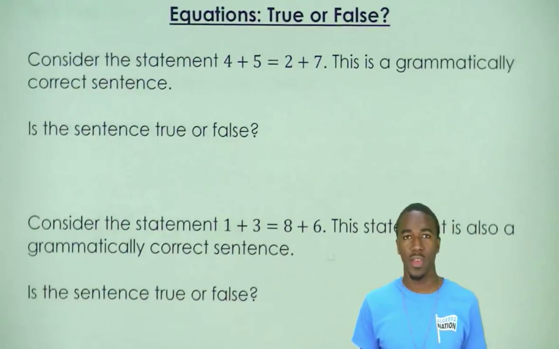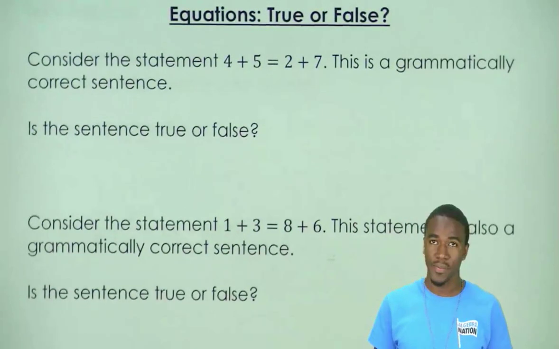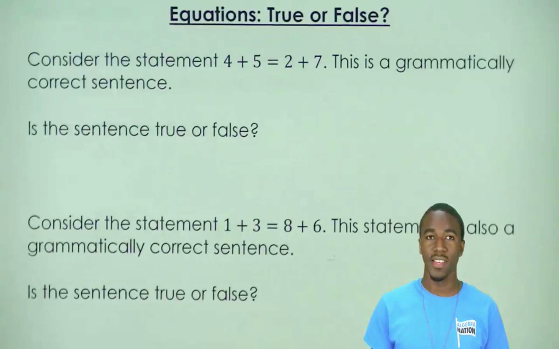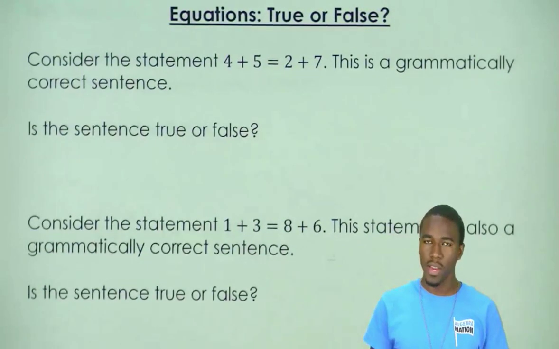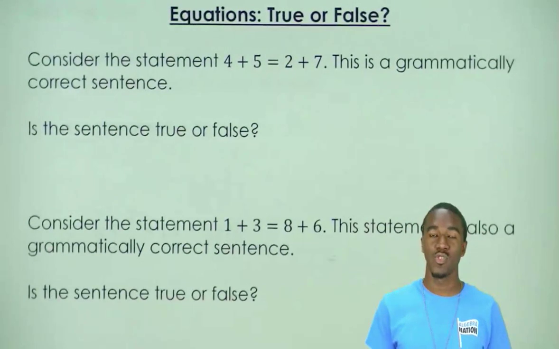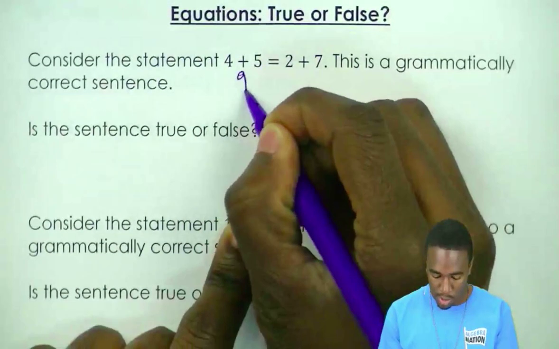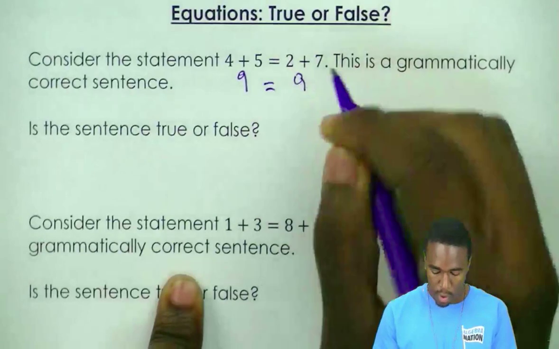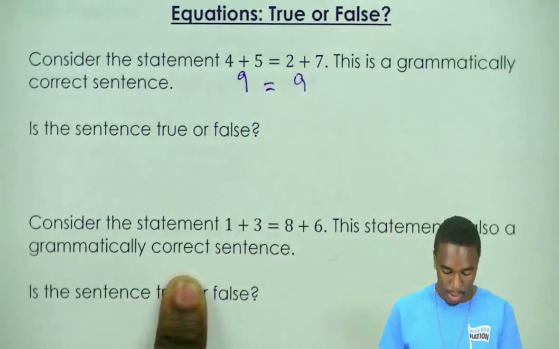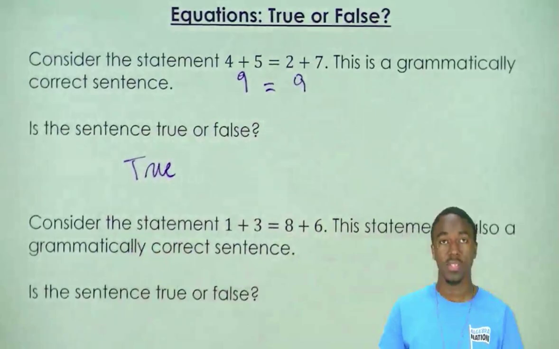So I want you to think about the statement, 4 plus 5 is equal to 2 plus 7. That's a grammatically correct sentence, right? If this was English class, we would say, yeah, that is a well structured sentence. Now, in math, is this sentence true or false? That means, is 4 plus 5, which happens to be 9, actually equal to 2 plus 7, which also happens to be 9? Well, in math, yes, that is absolutely a true sentence. So we're going to say this sentence is true.